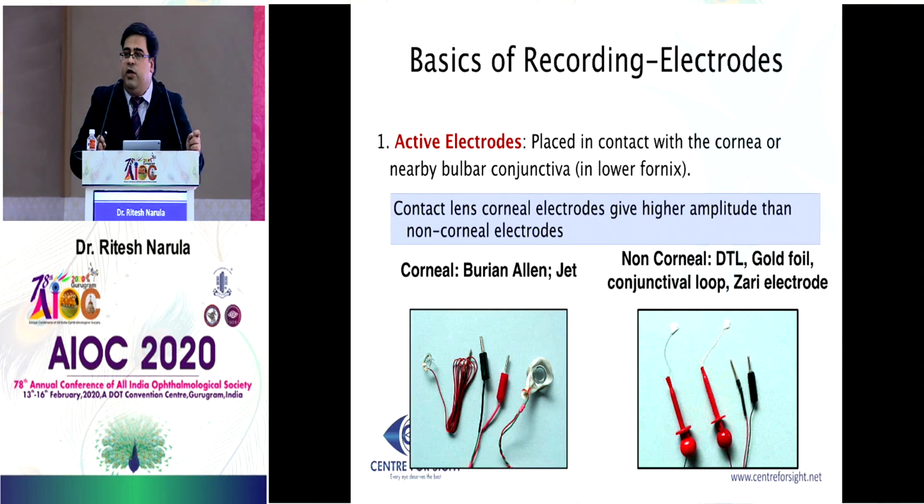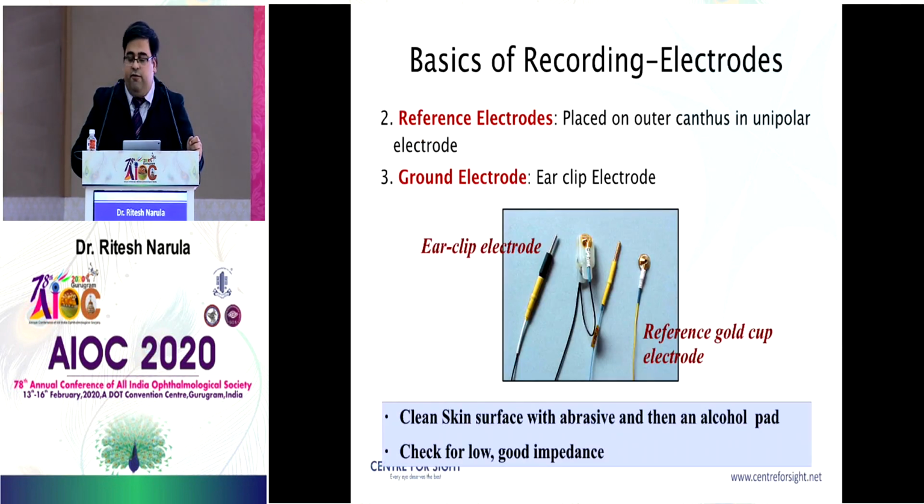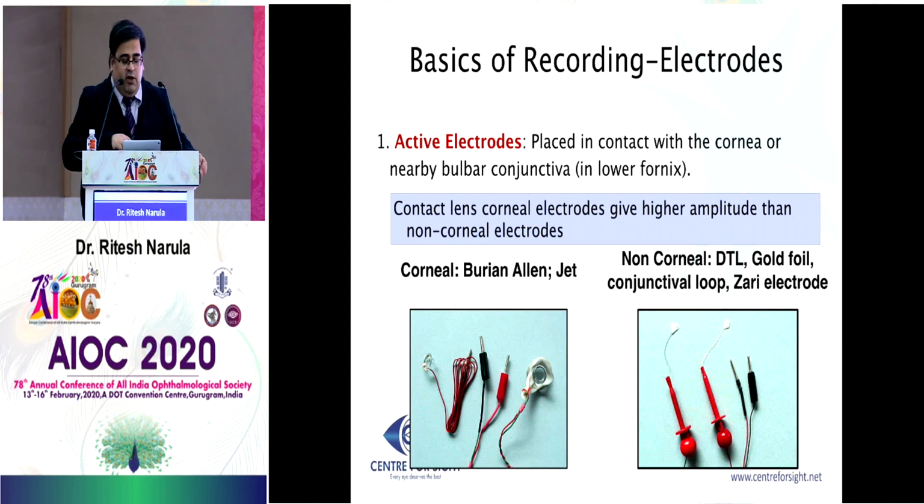For any current you need a positive and a negative, and so for ERG, you need an active electrode and a reference electrode. Active electrodes are typically of two types. You can have either a corneal or a non-corneal electrode. Corneal electrodes are placed directly in contact with the cornea. Non-corneals are placed in your lower fornix. They are like wires which are placed in the lower fornix. Corneal ones are kept onto the cornea.